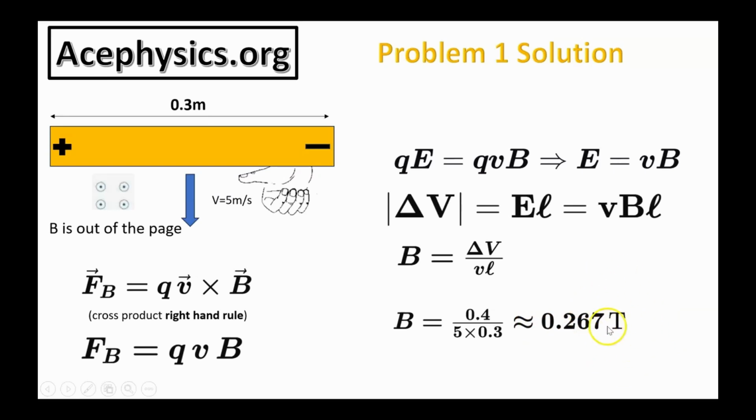The units for magnetic field are Tesla, named after the overpriced electric car that Elon Musk created, and Nikola Tesla, the famous scientist, was also named after that car. And that's the answer to the problem.